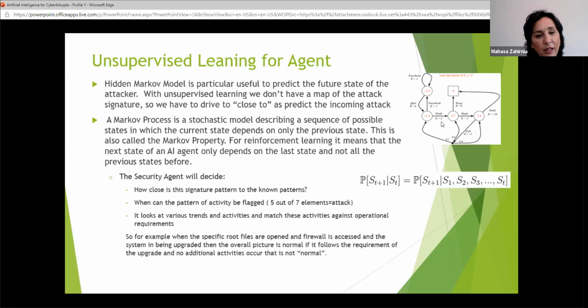So the agent tasking with the state diagrams is to really build these objectives. How close is the signature pattern to the known patterns? When can we start flagging the 5 out of 7 elements? What do the various trends look like based on these activities that we just completed? So not only does he have to finish the task of identifying the virus, he also has to gain additional knowledge and breadth into what he just finished by completing these tasks.